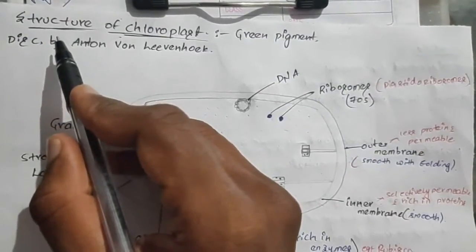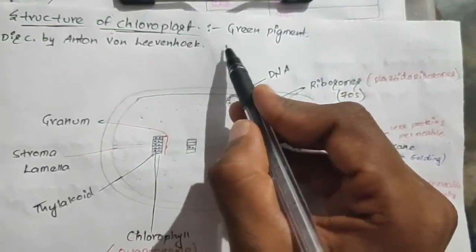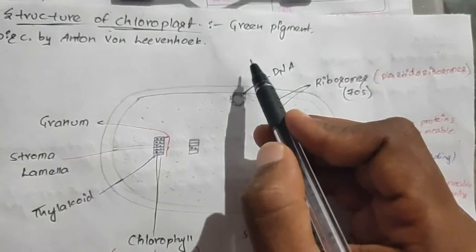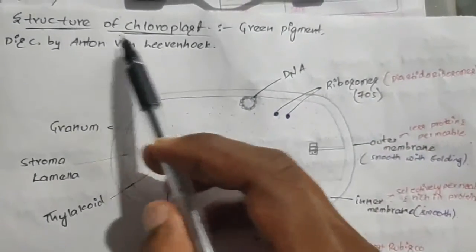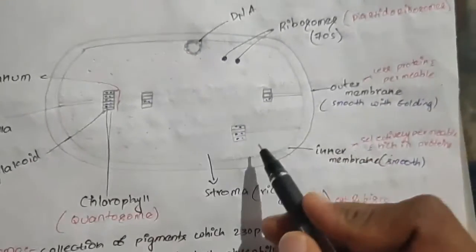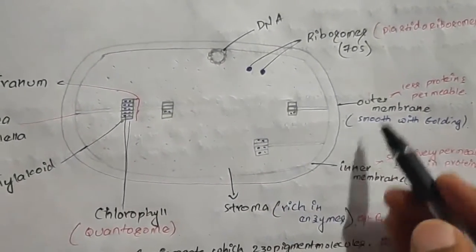In this video, we are going to discuss the structure of chloroplast. This chloroplast is a green plastid present in all plant cells, protistas, euglenas, algae, etc. This chloroplast was discovered by Antonie von Leeuwenhoek. This chloroplast is a double membrane structure. It contains an outer membrane and an inner membrane.